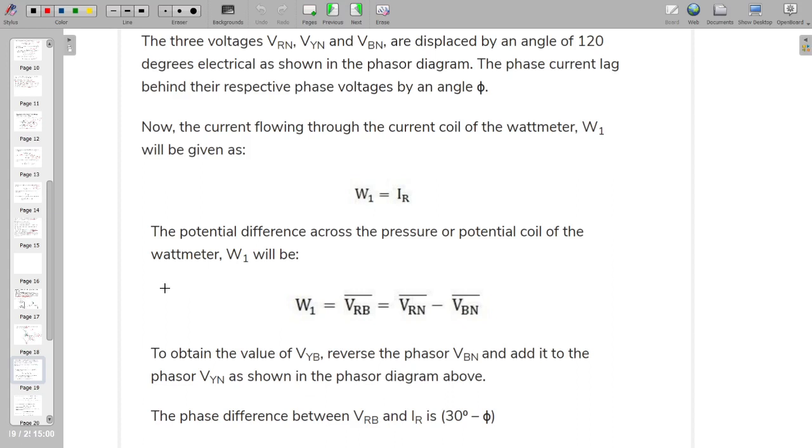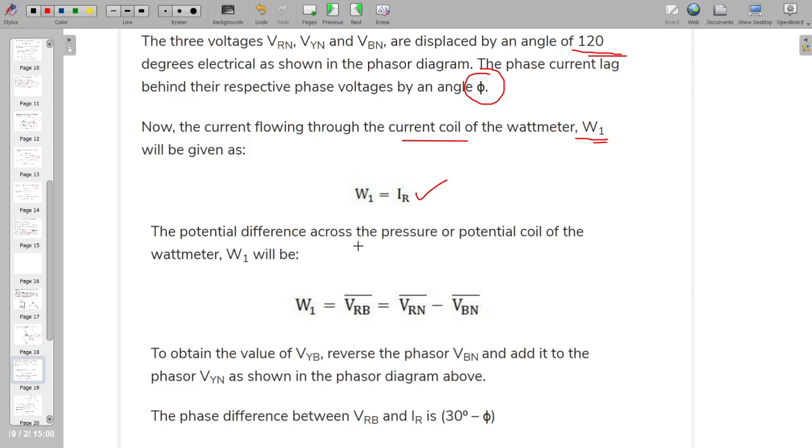So three voltages VRN, VYN and VBN are displaced by 120 electrical degrees for the balanced supply, as shown in the phasor diagram. The phase current lags behind the respective phase voltage by angle phi, which is shown clearly in the phasor diagram. Now the current flowing through the current coil of the first wattmeter is IR.